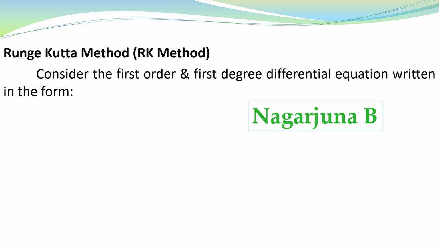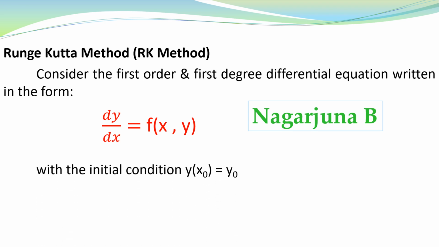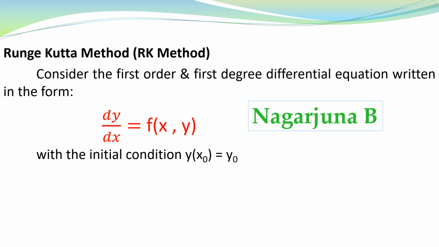Consider the first order and first degree differential equation written in the form dy by dx is equal to f of x comma y, with the initial condition y of x naught is equal to y naught, that is, the value of x is equal to x naught and the value of y is equal to y naught. These will be given in the question itself. These are the initial conditions through which we can solve the problem.